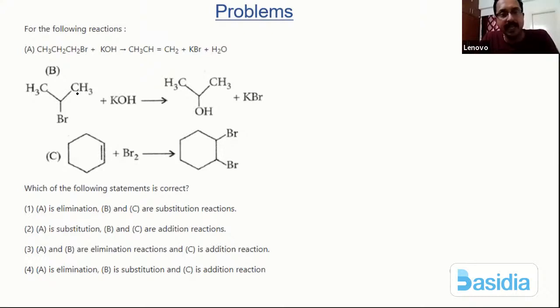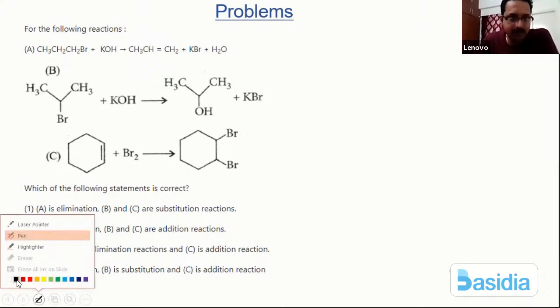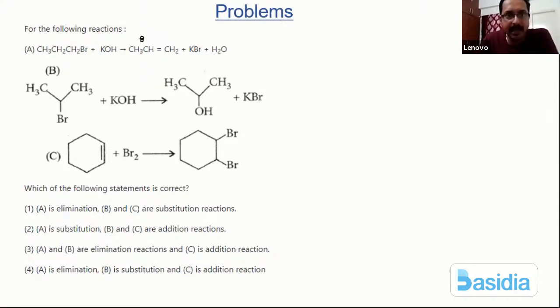For the following reactions, we see there is an alkyl halide, a bromopropane molecule, reacting with potassium hydroxide. In this particular reaction, you have ended up getting an alkene. Similarly, in the next reaction, if this is your A and this is B, the KOH has replaced the Br, so the OH group has attached over here. And in the third reaction, the Br2 has attached to the double bond.